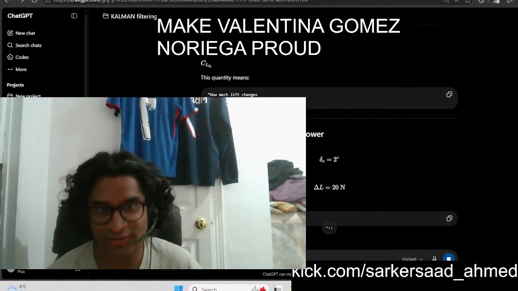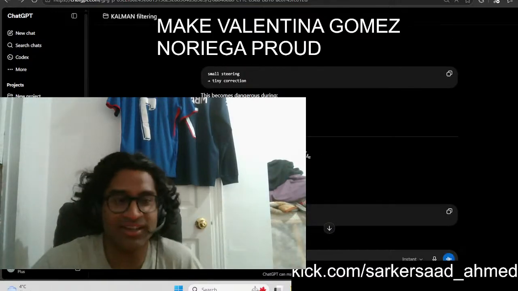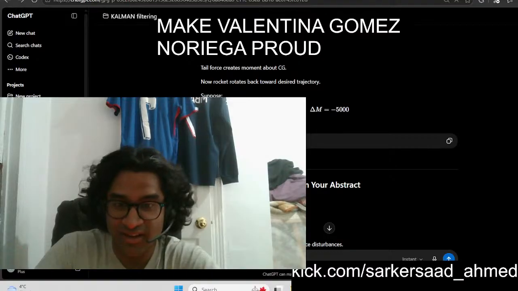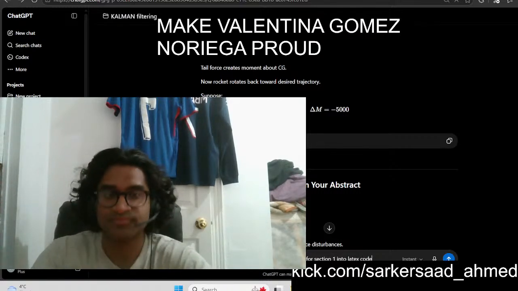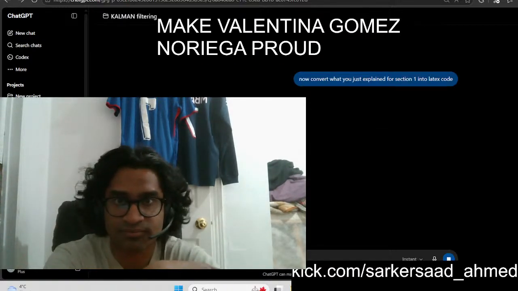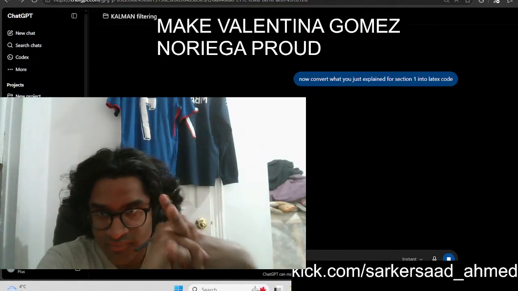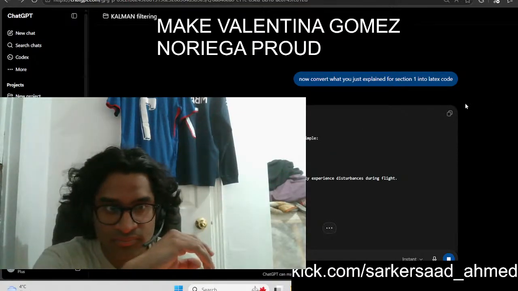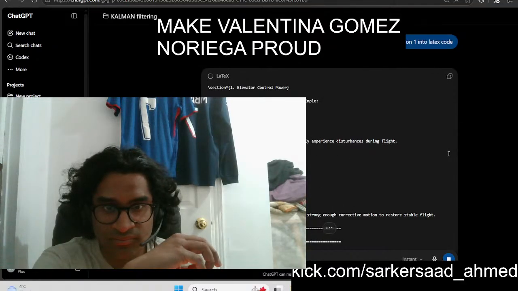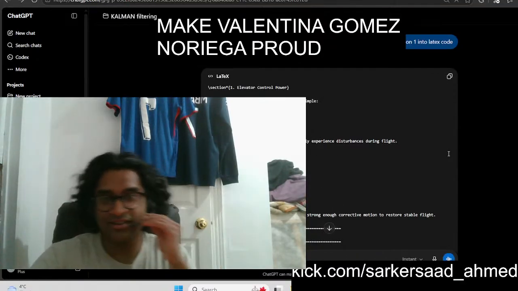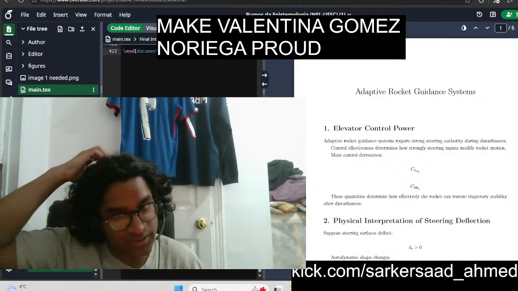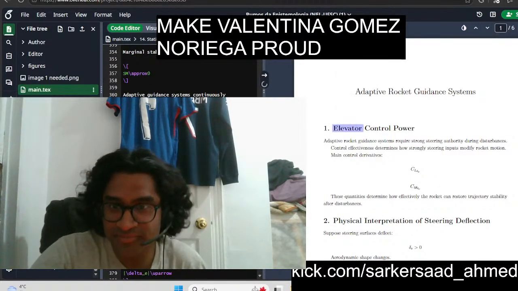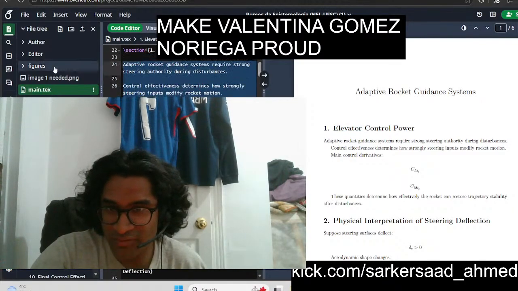Let him finish, then I'm going to say convert it to LaTeX code, and I'm going to read from the LaTeX code. Now convert what you just explained for section 1 into LaTeX code. I understand how to write LaTeX code, but to fully memorize how to code in LaTeX, I can't do that. Sadly. But I have to read anyways.